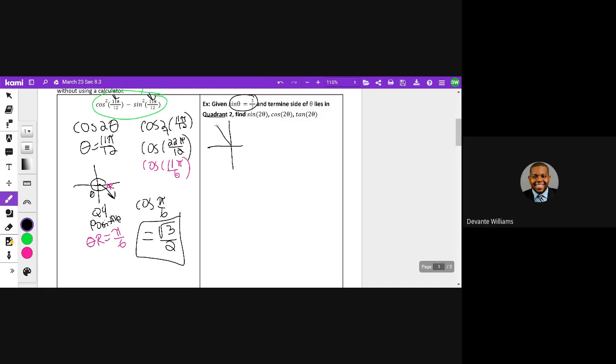Think about it, we know that sine is equal to what? Y over R. So we have 5/7. So Y is 5 and R is 7. So Y is 5.